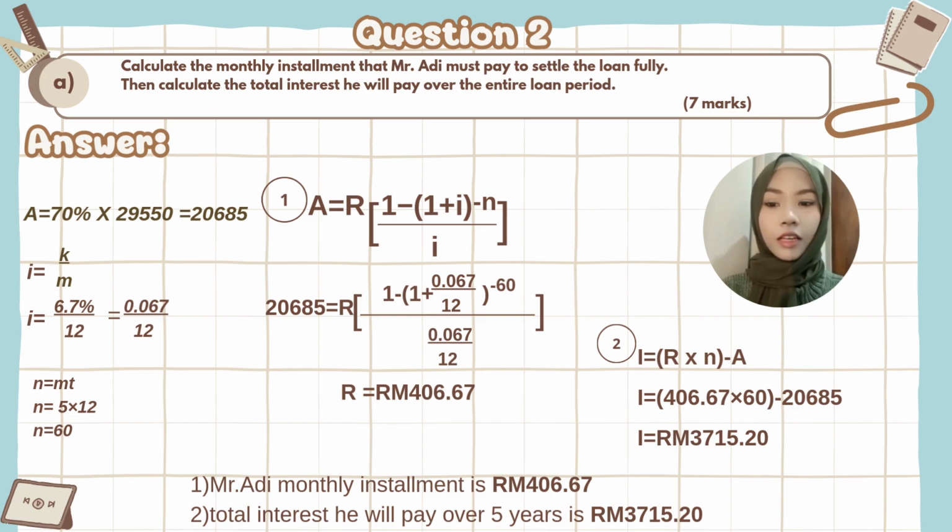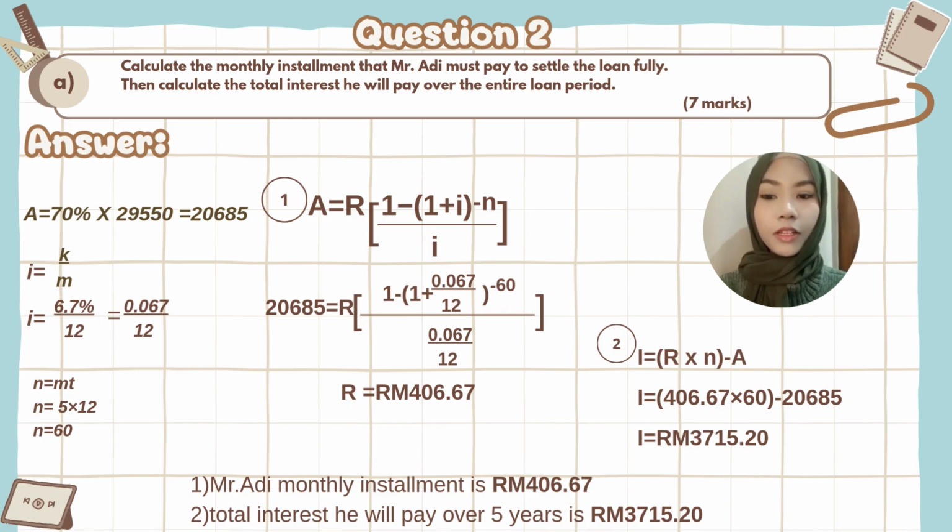For part A, first I calculated the amount financed. He only borrowed 70% of RM29,550, which is 70% multiplied by 29,550 equals 20,685. Next, I found the monthly interest, which is i. The annual rate is 6.7%, so the monthly rate is 0.067 divided by 12. Then I calculated the number of monthly payments, which is n. 5 years multiplied by 12 equals 60.